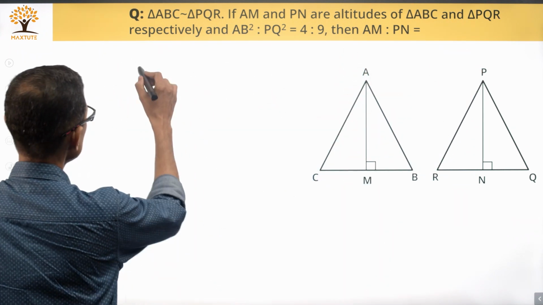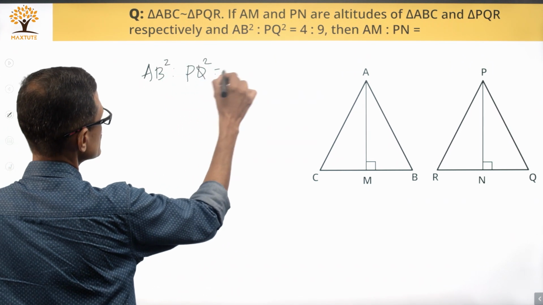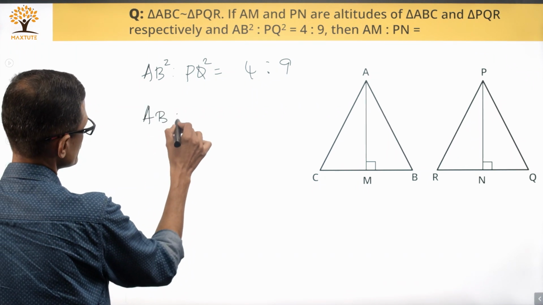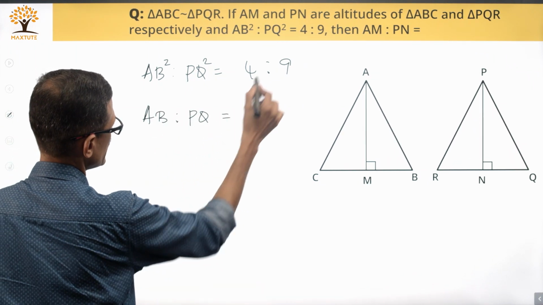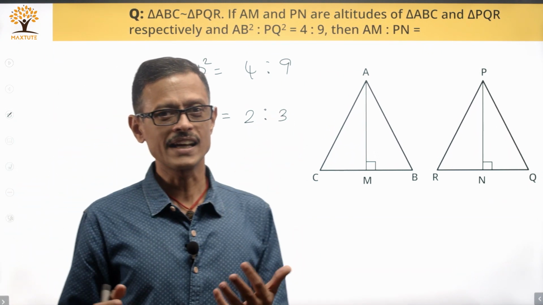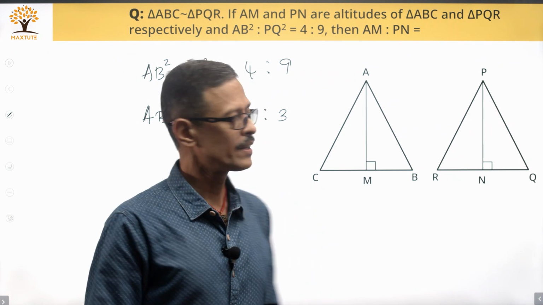Now AB square is to PQ square is equal to 4:9, which means AB is to PQ, taking the square root of 4 and 9, will leave us with 2:3. In any similar triangles, the ratio of the measures of corresponding lengths will be equal.